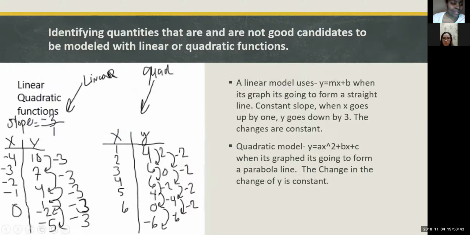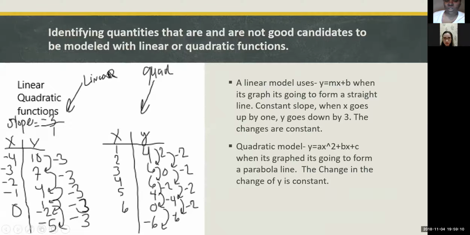Then on y, it's 10 to 7 is -3, 7 to 4 is -3, 4 to 1 is -3, 1 to -2 is -3, and then -2 to -5 is -3. On the y side of things, the changes are always going to be constant, and the slope is -3 over 1, which is describing this table right here for the linear function.